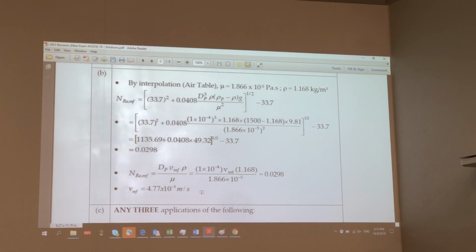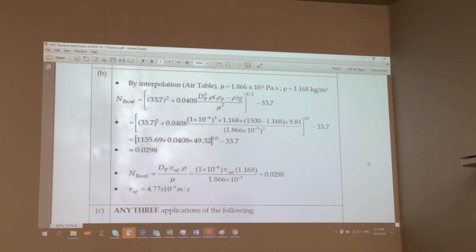Okay? So finally, your minimal fluidization velocity equals to 0.00477. Okay? So it's very small. Common sense. Minimum fluidization velocity will be very small. Okay? Because that is the velocity to push the particle to move only. Cannot be very high. You all okay with this?